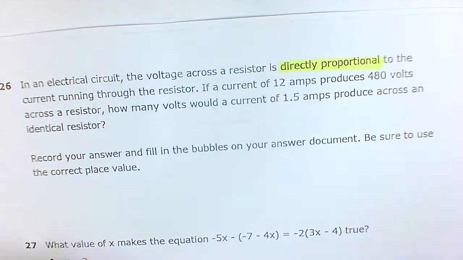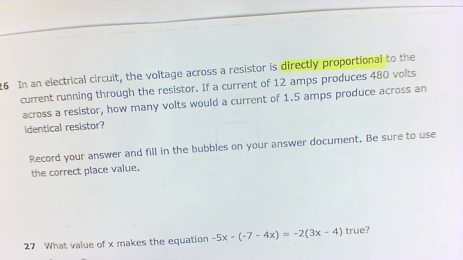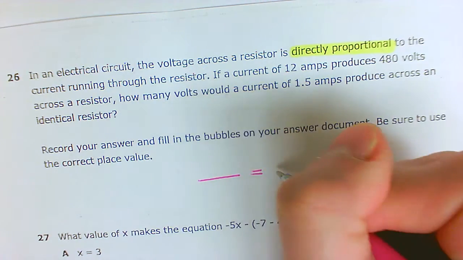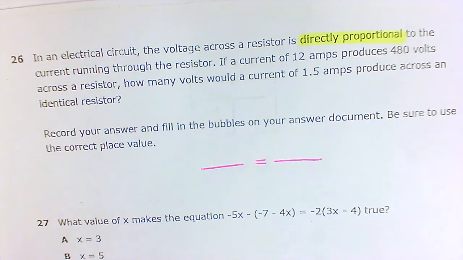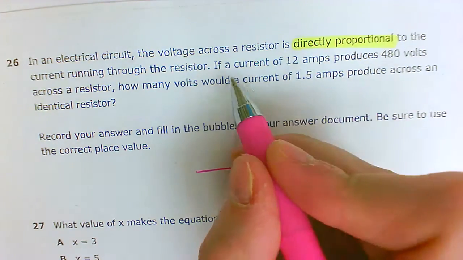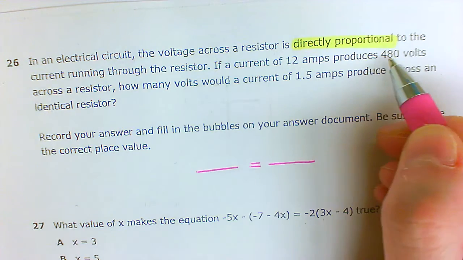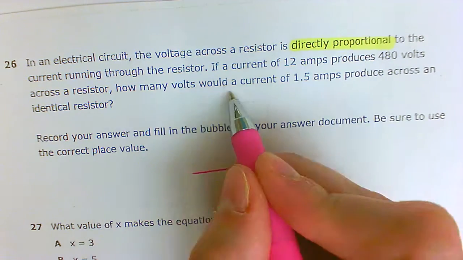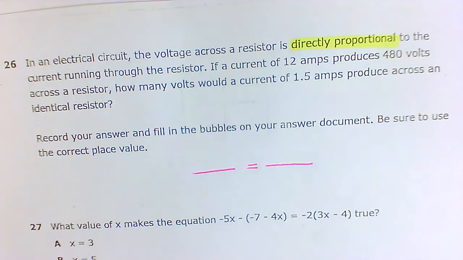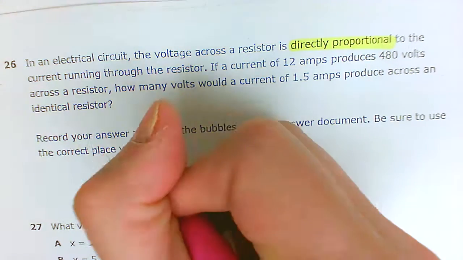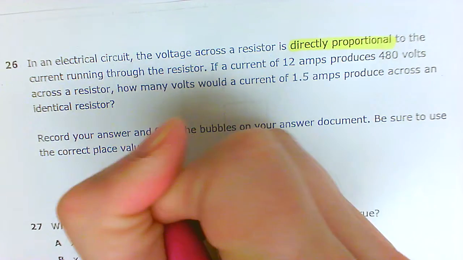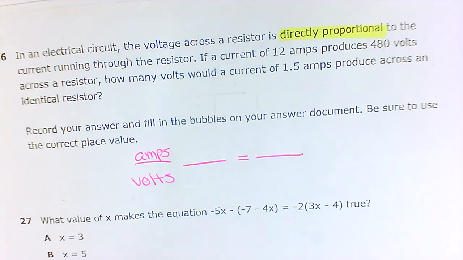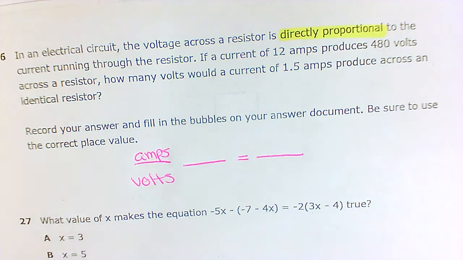Right away, I see directly proportional. Now that means we actually need to set up our two equal signs and then end up doing cross multiply and divide. They said if a current of 12 amps produces 480 volts across the resistor, how many volts would a current of 1.5 amps produce? So we are comparing amps and volts. So I'm going to use those two labels to help me set up my fractions.